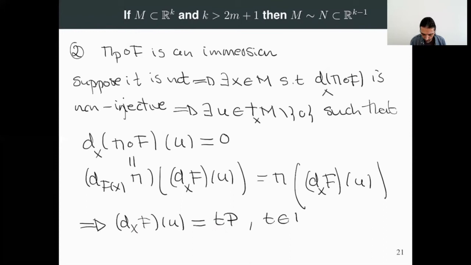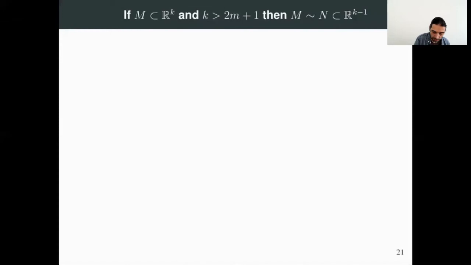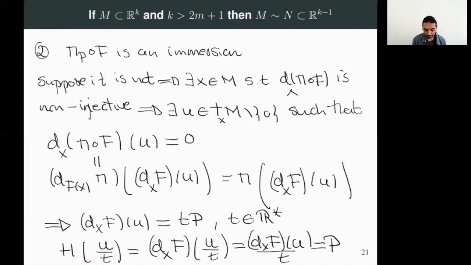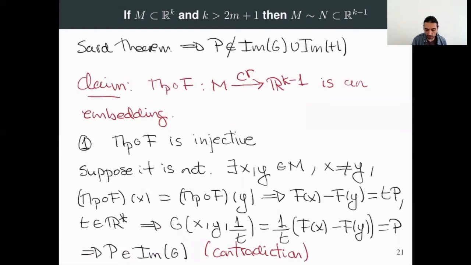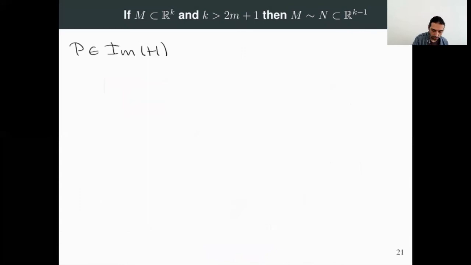Now, if we consider the image of u over t by the map h, by definition, this is the differential of f at x applied to u over t, which is equal to p. And again, we get that p belongs to the image of h. But by choice, p does not belong to the image of h. So again, we get a contradiction.